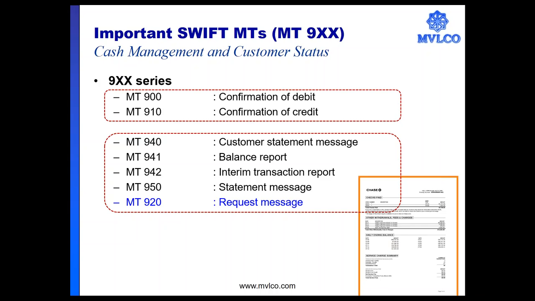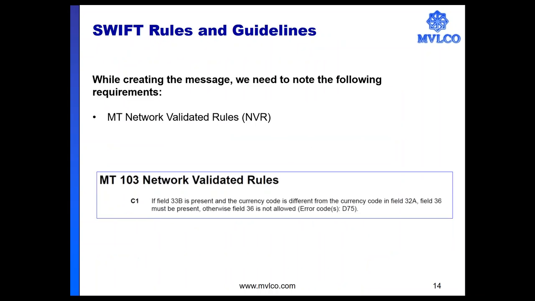Now, having understood this MT9 series, let's now move forward to the rules. I am taking you through the process where we have understood that I would use the MT1 series for my customer payments. I would use the 2 series when I am making a bank-to-bank payment. I would use the 9 series when I want to receive or send information to my customers, or I want to receive information from my bank.